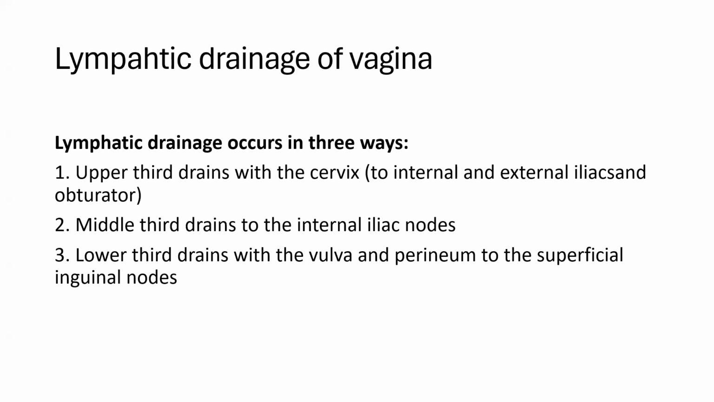Lymphatic drainage of the vagina can be divided into three. The upper one goes along with the cervix, so internal, external, and obturator. The middle third predominantly goes to internal iliac.